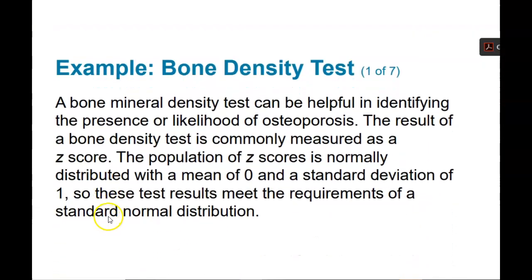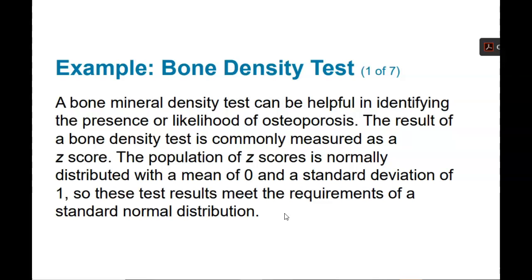Now, this example fortunately uses the calculator and shows you how to use the calculator to do the calculation, so this will work out well. A bone mineral density test can be helpful in identifying the presence or likelihood of osteoporosis. Many women, they get to be a certain age, they have this test done. The result is commonly measured as a z-score. The population of z-scores is normally distributed with a mean of 0 and a standard deviation of 1. So these test results meet the requirements.